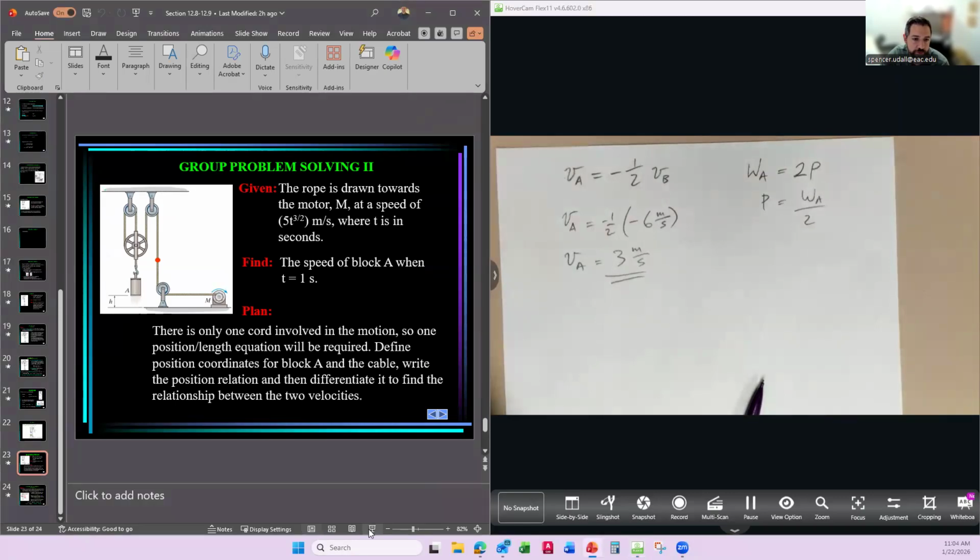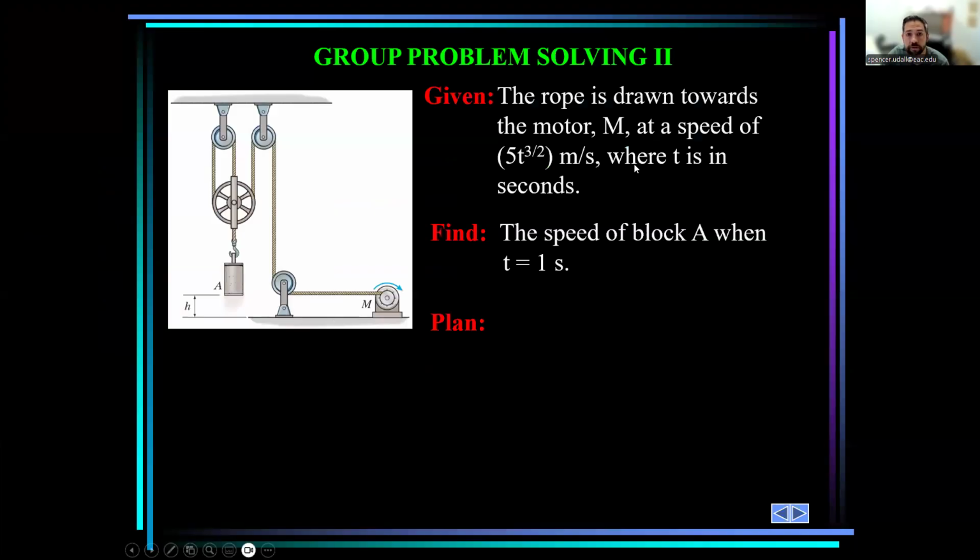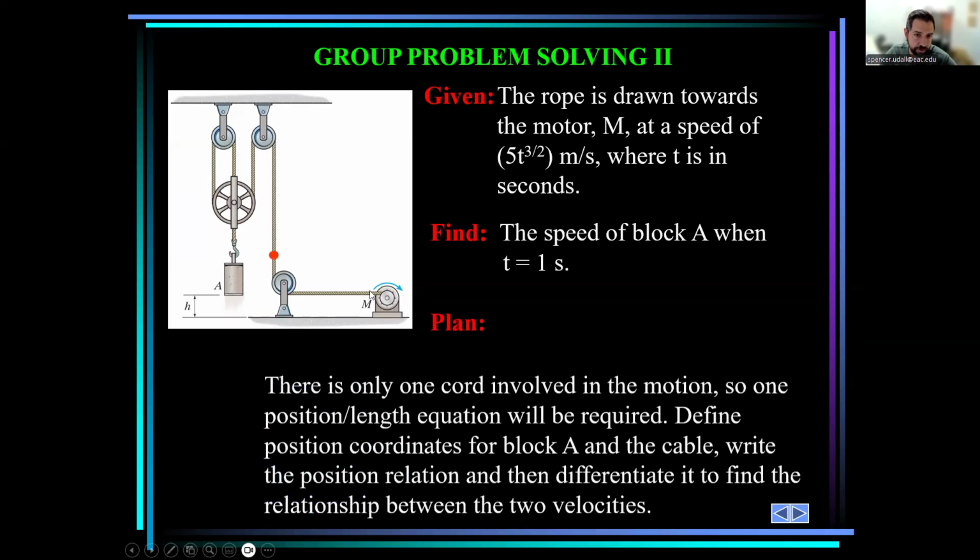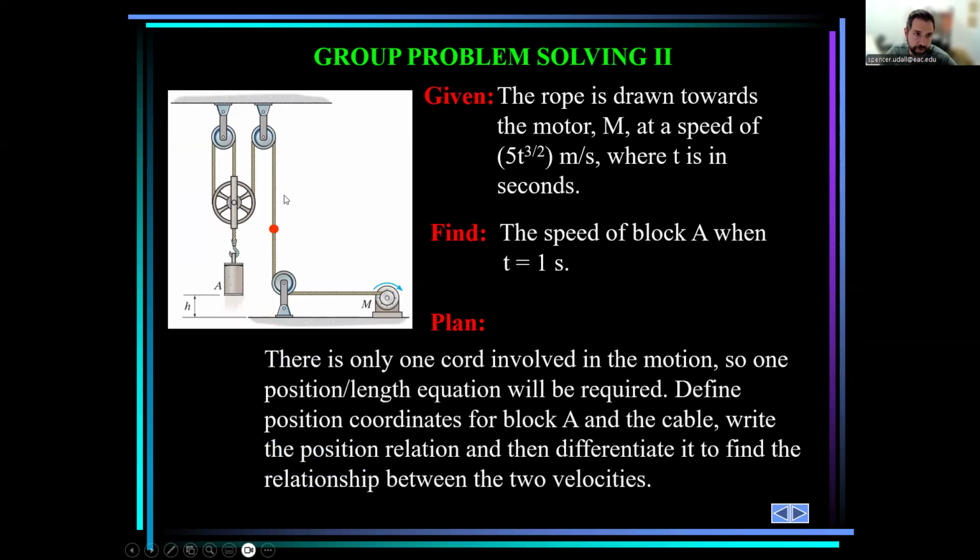And let me blow this guy up for a minute. They want us to find the speed of block A at t equals 1 second. Well, now we have a motor with a time-dependent function for the speed, right? Which would make sense. It'd start kind of slow and get progressively faster is what it's looking like. So our plan, there's only one cord. This is going based off the way the book likes to solve these. Let's look at it as a statics problem and then do the inverse relationship.